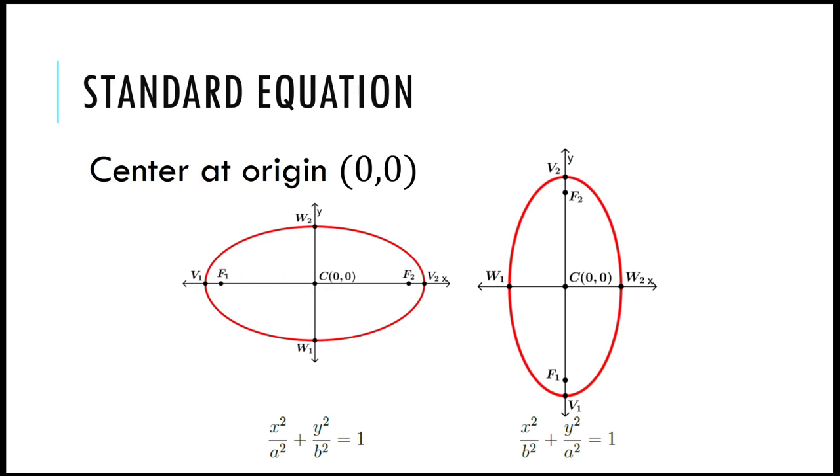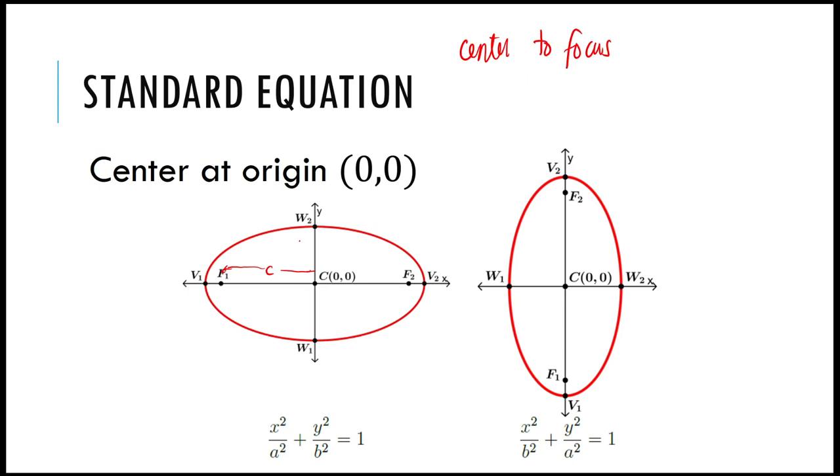Kung sa parabola, yung distance mula sa vertex papunta sa focus ay tinatawag nating C. Dito naman po sa ellipse, yung C is the center to focus na distance. Okay, sulat natin dito: center to focus na distance. Isa lang ha, center to focus, kasi ang plural ng focus ay foci.